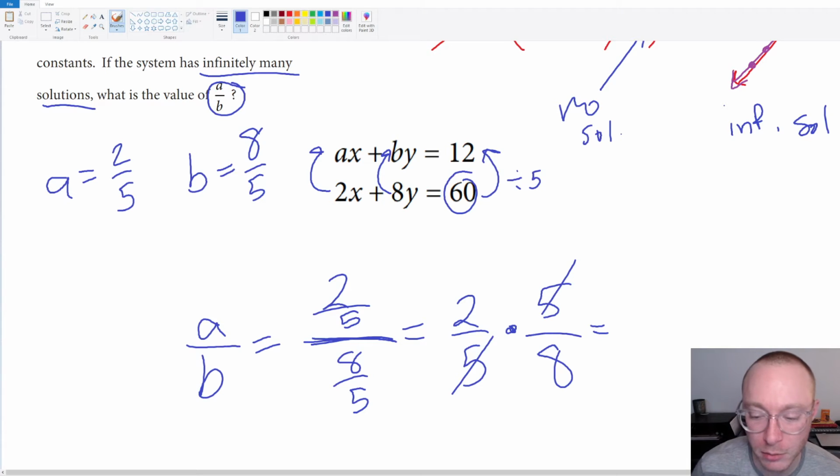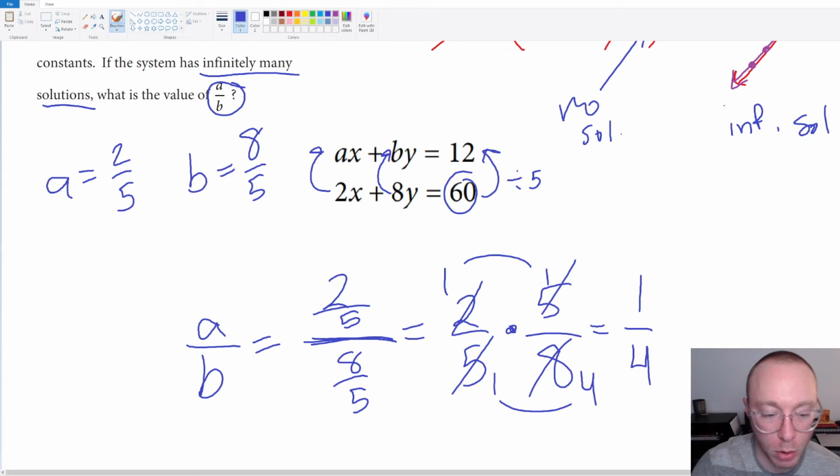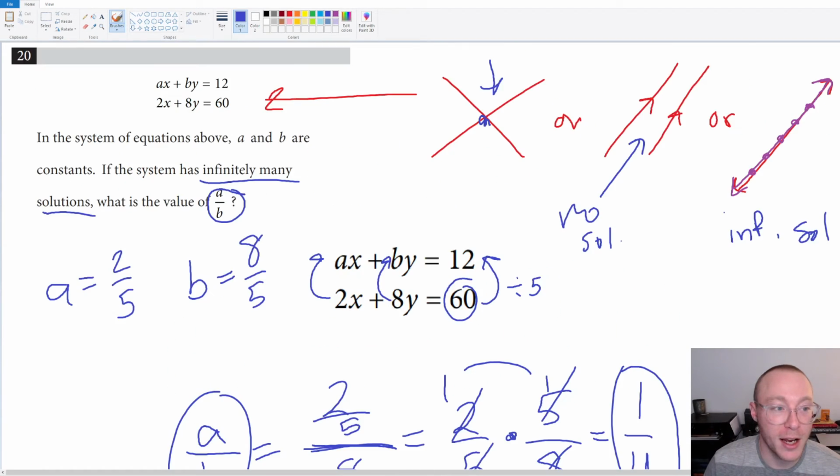Those can cancel out. 2 and 8 happen to have a common factor of 2, so if we divide that out, we get 2 divided by 2, which is 1, and 8 divided by 2, which is 4, and we end up with 1 times 1, which is 1, and 1 times 4, which is 4. So A over B ends up equaling 1/4, and that's pretty much the end of the question. No crazy equation solving necessary here. What we do need to know is what it means to have infinitely many solutions, and then this problem becomes infinitely easy. So that's what I'll say about number 20.